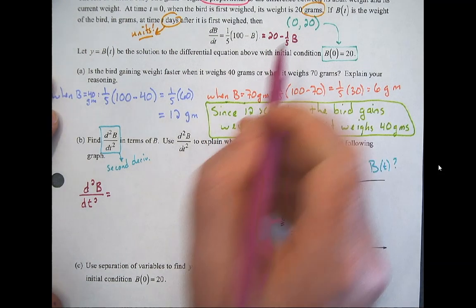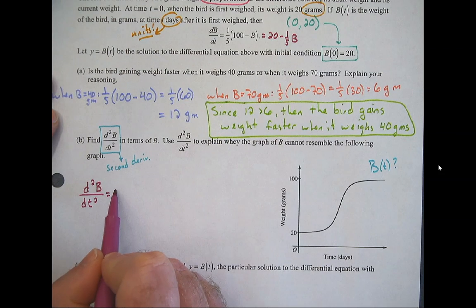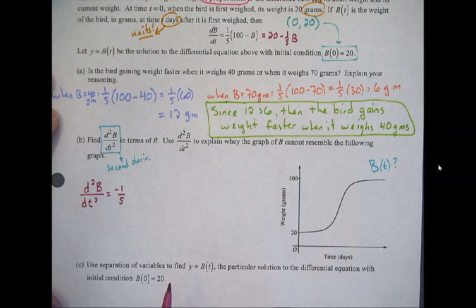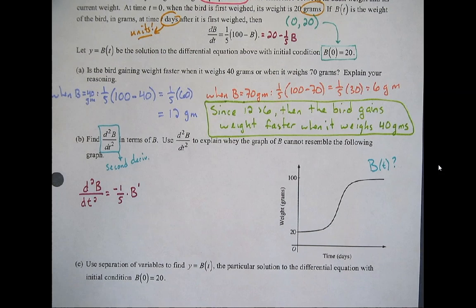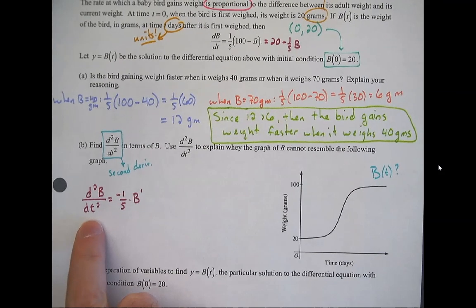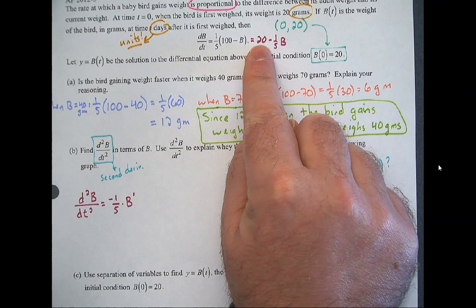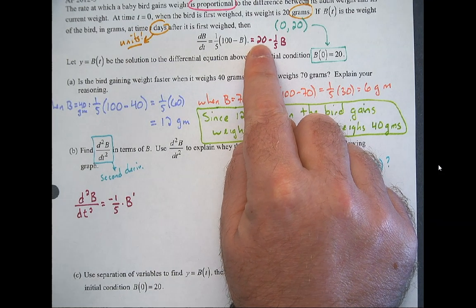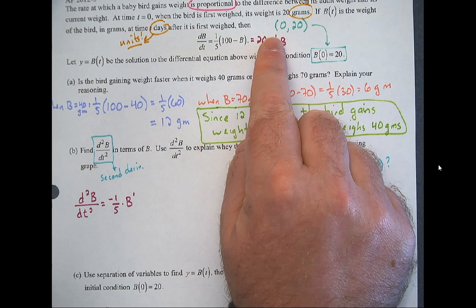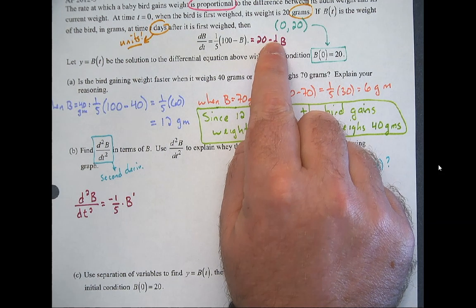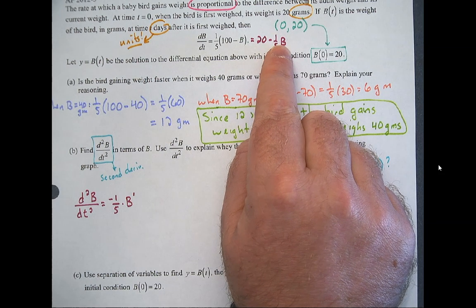Derivative of negative 1/5 B is negative 1/5 B times B prime, right? Because you've got to do this. It's like a chain rule problem. So when you derive according to time, the derivative of 20 according to time is 0. We don't care about that. But we have to treat this like a chain rule problem. So the derivative of negative 1/5 B is negative 1/5 B prime.